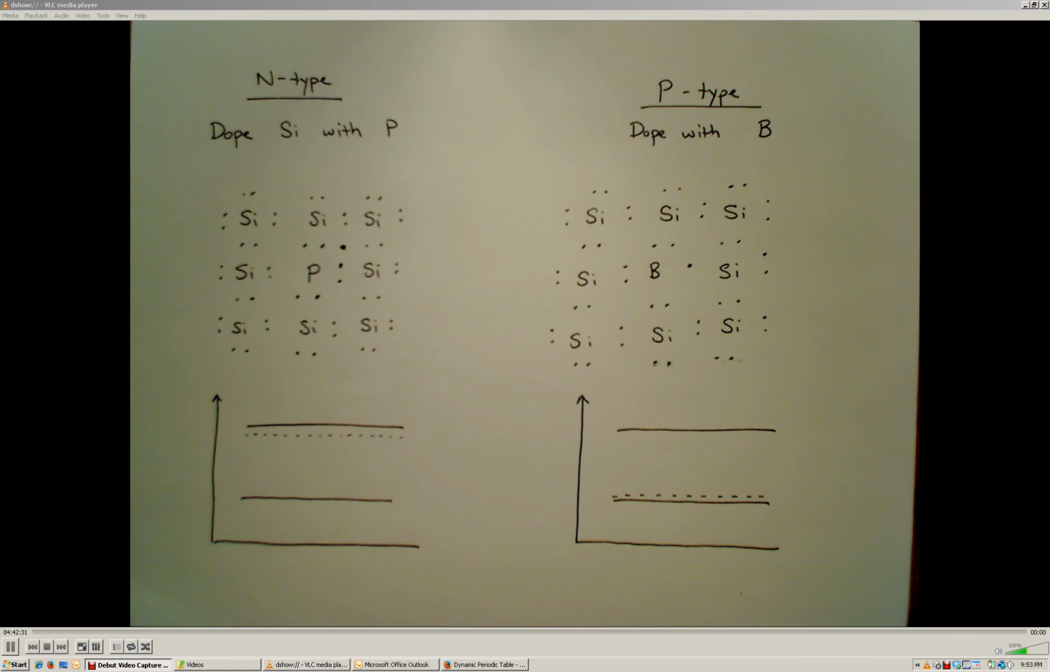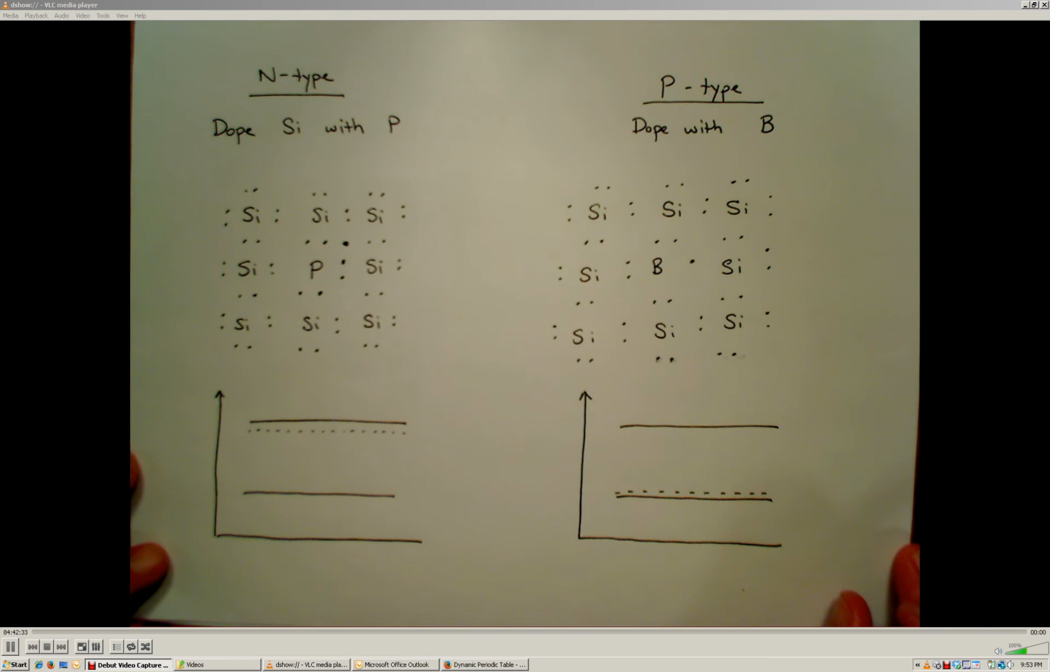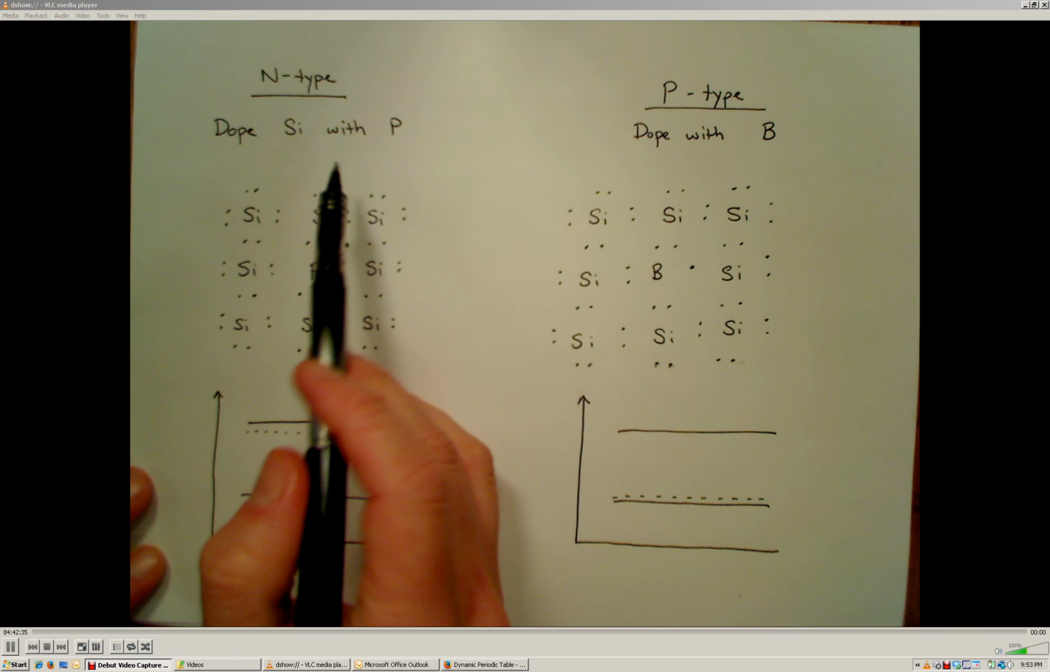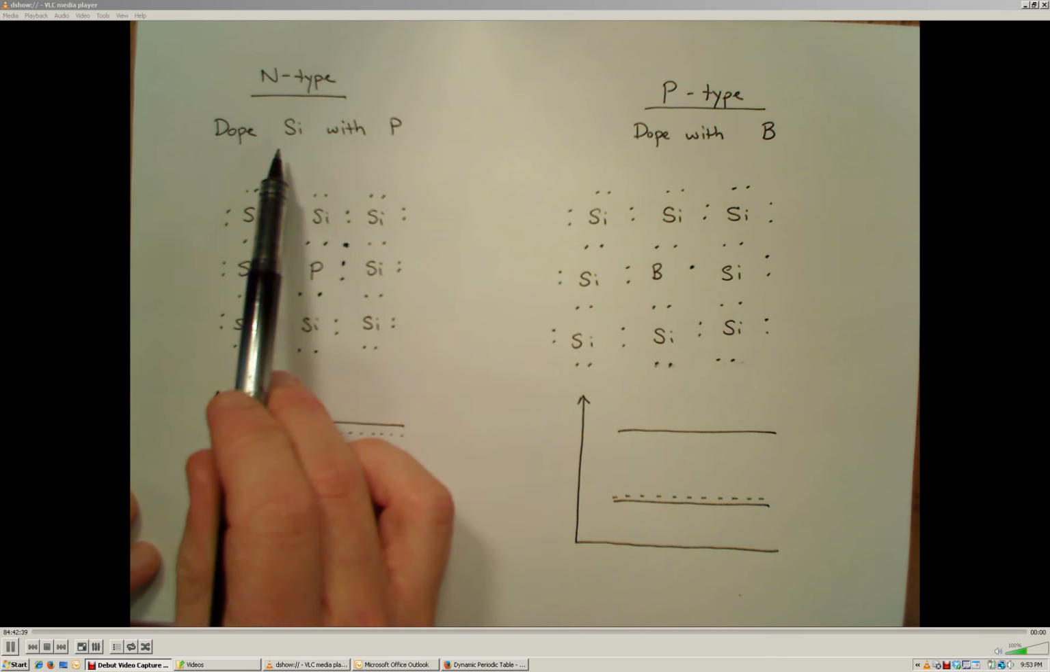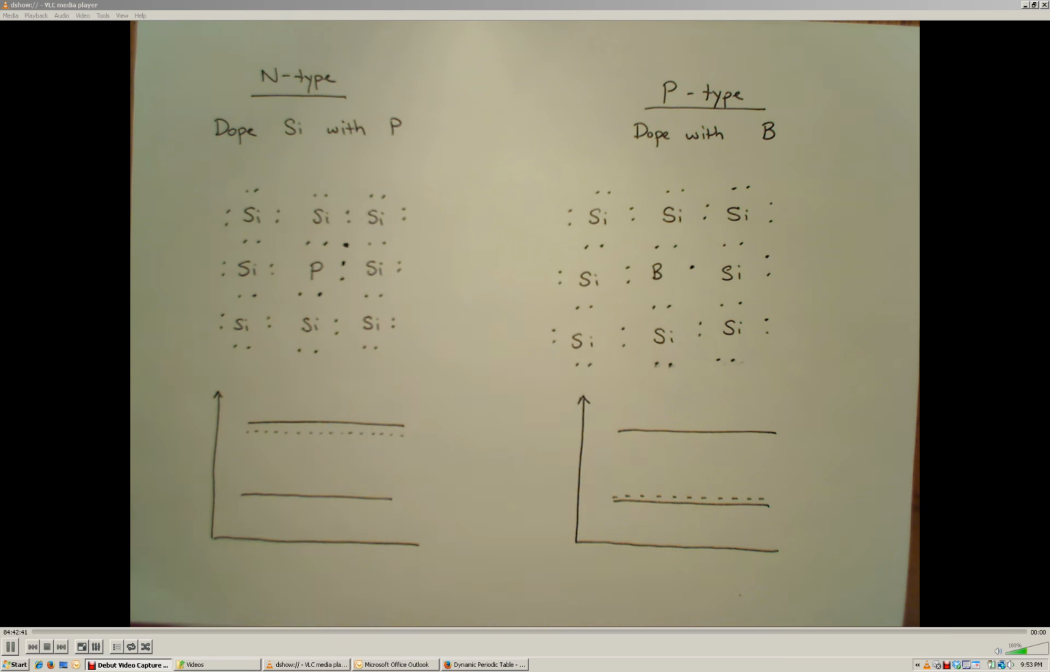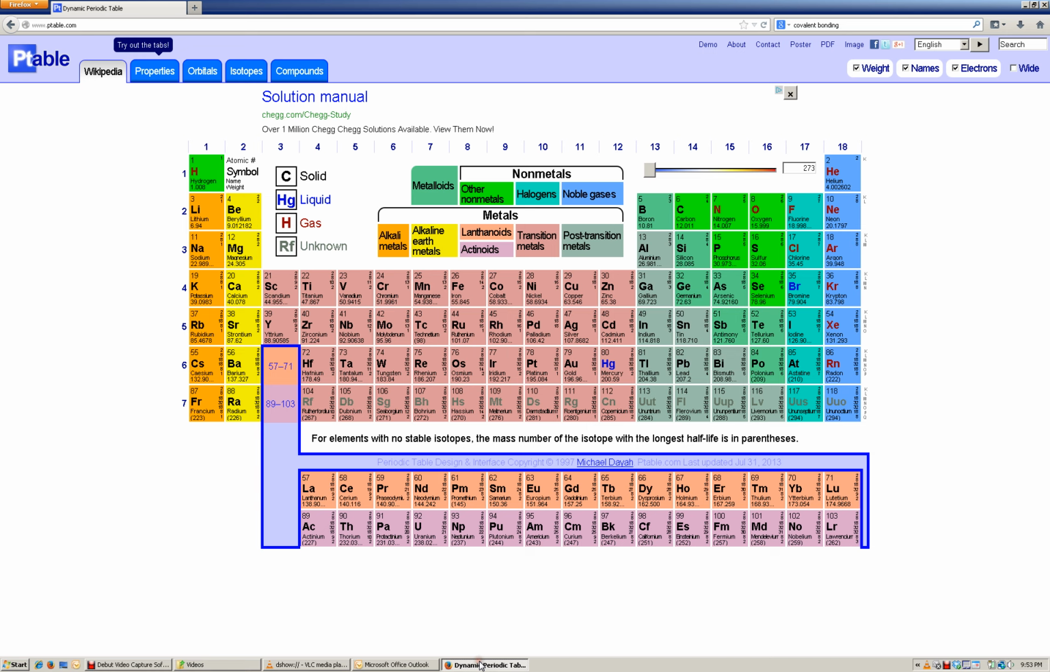To create the N-type material, as we're building our silicon lattice, we're going to introduce impurities of phosphorus into this lattice. Every once in a while, we substitute a silicon atom for a phosphorus atom. This is done using a chemical process. And if we look at our periodic table right here, we see that phosphorus is located one to the right of silicon.